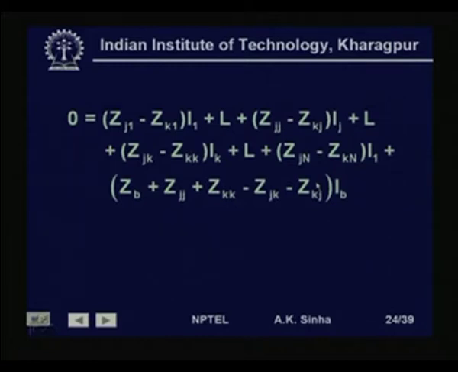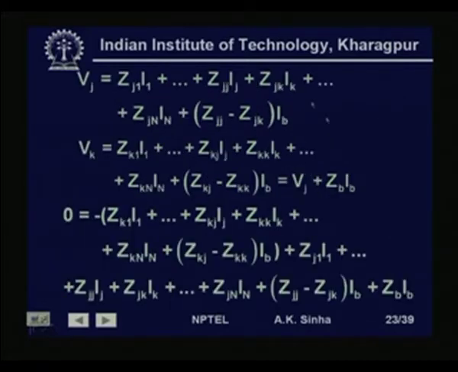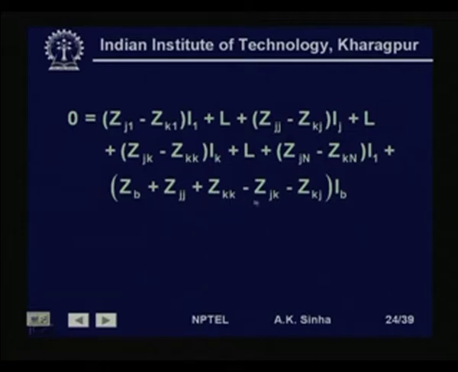That is, when we add it for Ib, then we have this term for Ib, this term for Ib, and this term for Ib. So we have ZKJ Ib minus ZKK Ib. Sorry, this is again a minus term, so this will be ZKK Ib minus ZKJ Ib plus ZJJ Ib minus ZJK Ib plus ZB Ib. So this term is what we are getting here, right?